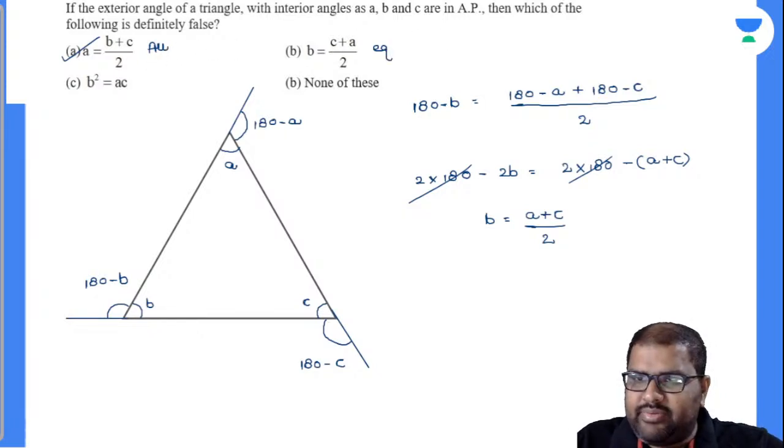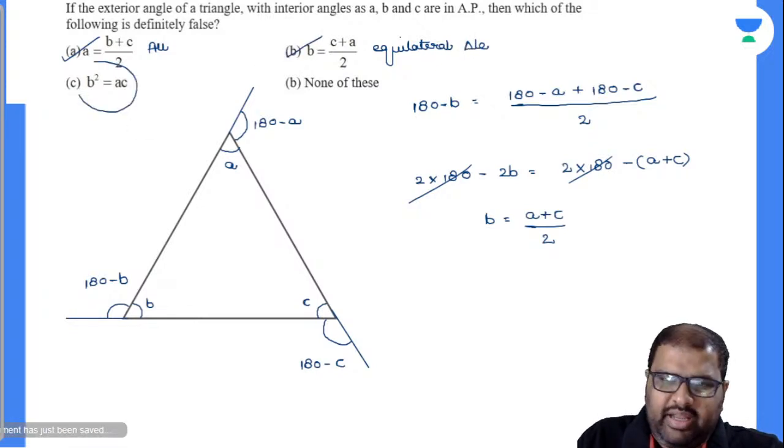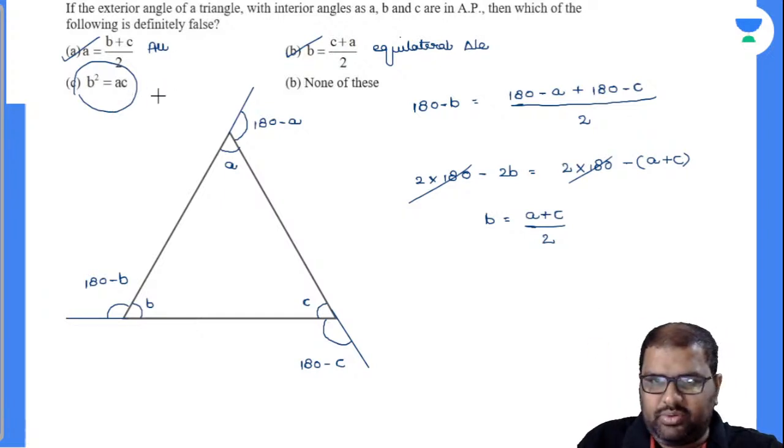This condition is valid for the equilateral triangle 60, 60, 60, so it will be correct there. Am I right or wrong? Please let me know, yes or no. Equilateral triangle. Yes, and this also works out for the equilateral triangle, so it is not definitely false. It is a chance of true.